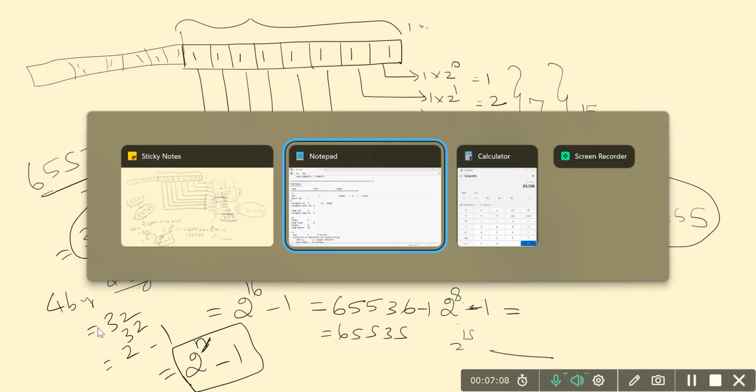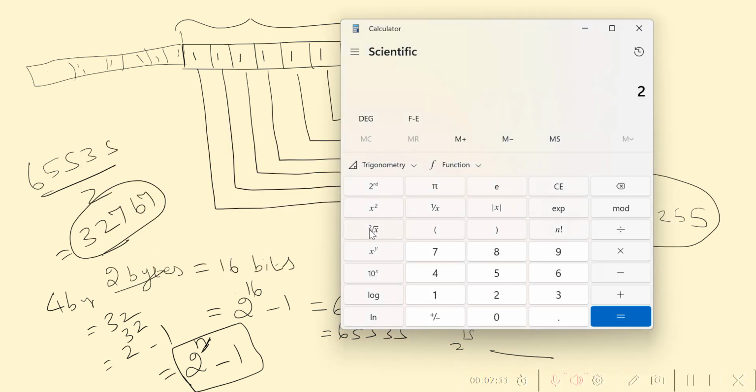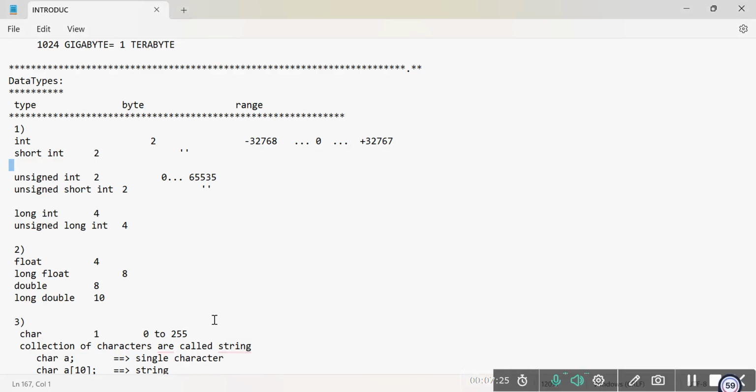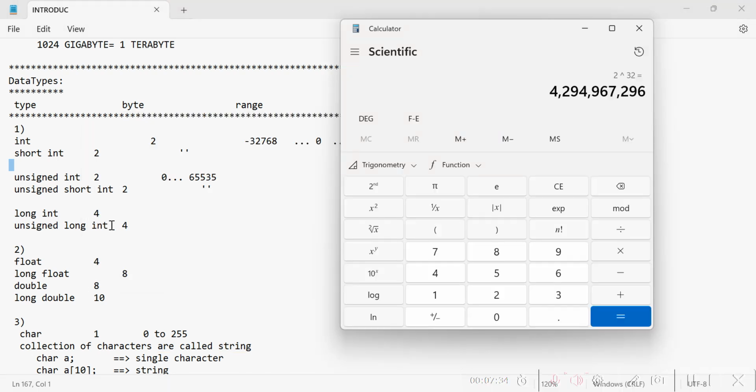Okay, now we will go to the calculator. So 2 to the power of 32. This is the range for unsigned long int. If it is long int, you should divide this range by half, because long int contains negative numbers and positive numbers. If you have unsigned long int, this is the range, 0 up to this number. If you declare a plain long int, half of the numbers go to negative, and half go to positive. This way the range is fixed.